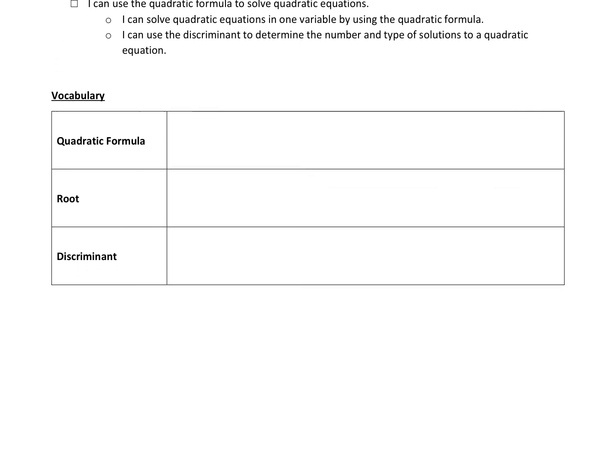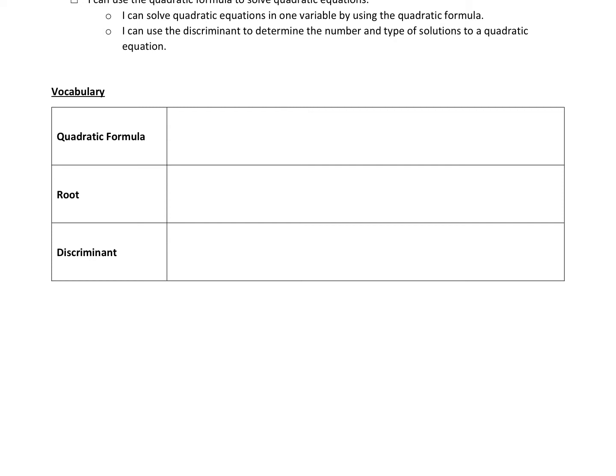All right, so we have a little bit of vocab to put into our notes. First is this quadratic formula we just mentioned over and over in our learning target. So the quadratic formula is a formula used to solve quadratic equations in standard form.